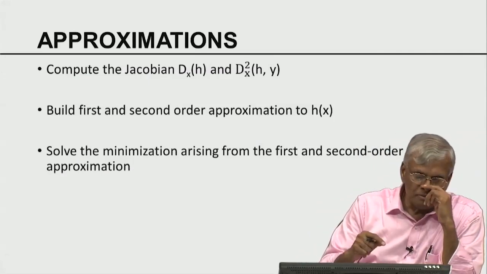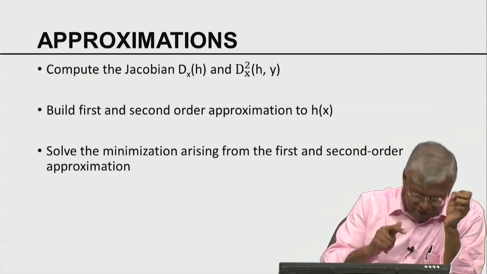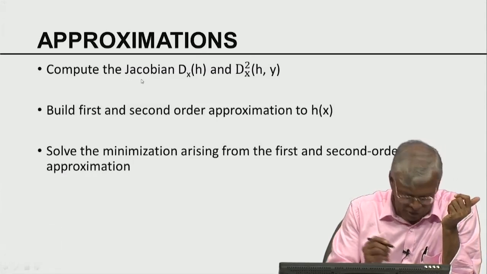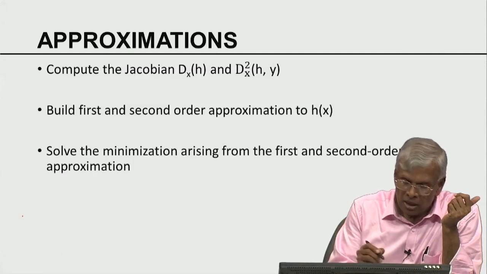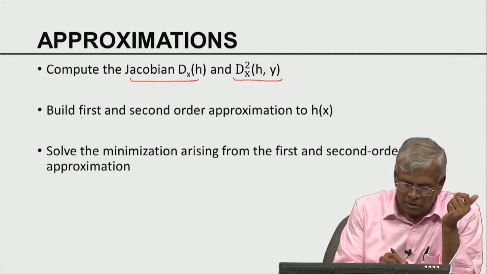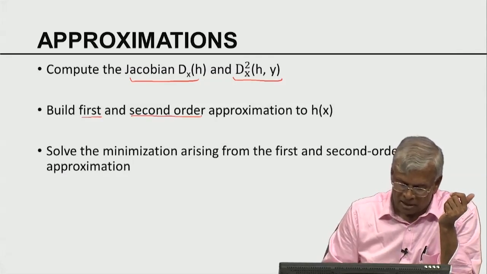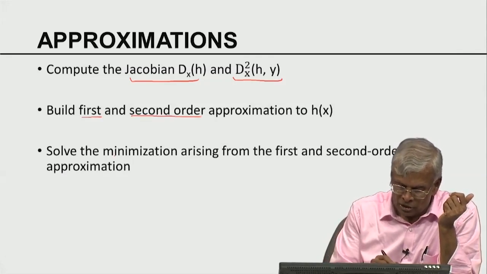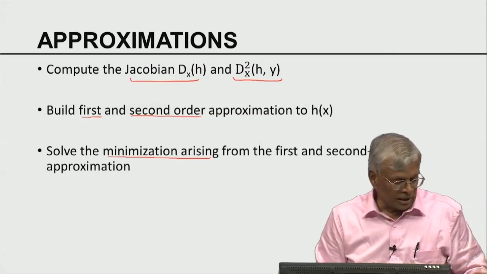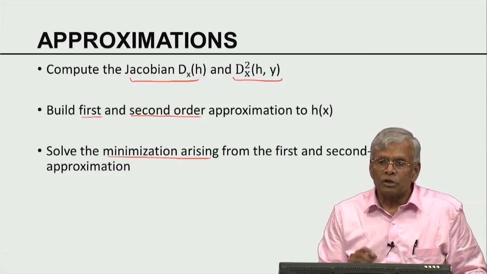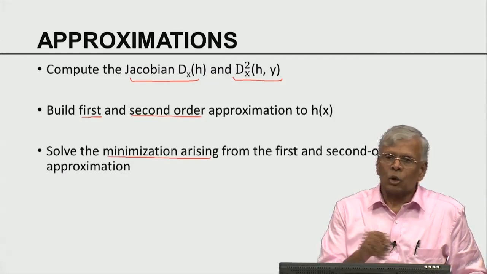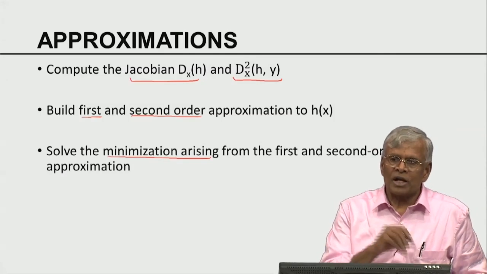So I am going to now illustrate some of the major steps here. So what do we need to do? You know H. So you need to be able to compute the Jacobian, you need to compute the Hessian term, you can build the first order as well as second order approximation. Then you can do the minimization arising from the first order as well as the second order approximation. And also I would like you to utilize this problem to compare the quality of the solution for the first order and the second order.